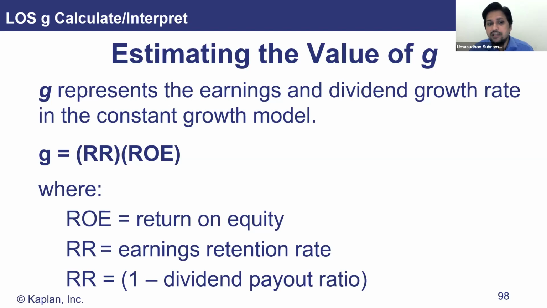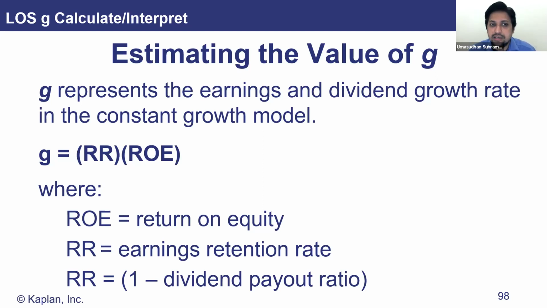So what is your retention ratio? Retention ratio is 1 minus the dividend payout ratio. If the dividend payout ratio is 60%, what is your retention ratio? It is 40%, isn't it? So that's how you decide your retention ratio. And the next question is, how do you calculate the dividend payout ratio? It's your dividends divided by earnings. On your earnings, how much you are paying out as dividend and how much you are reinvesting.